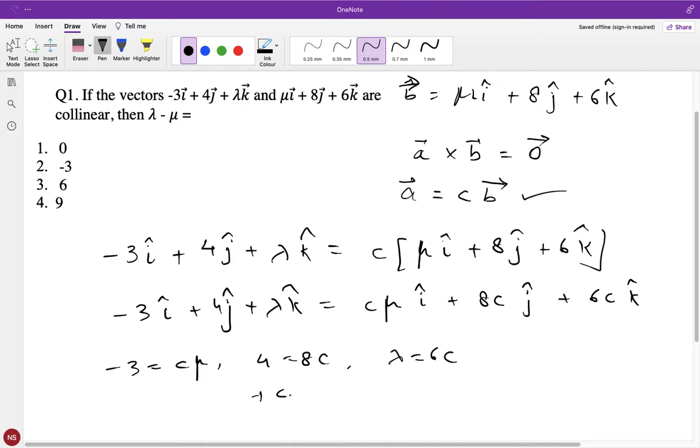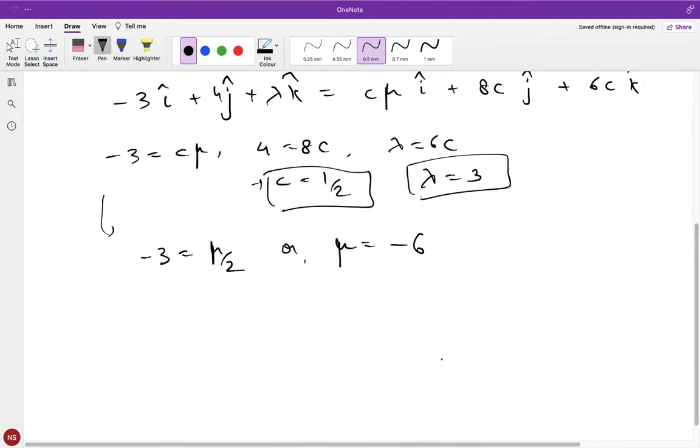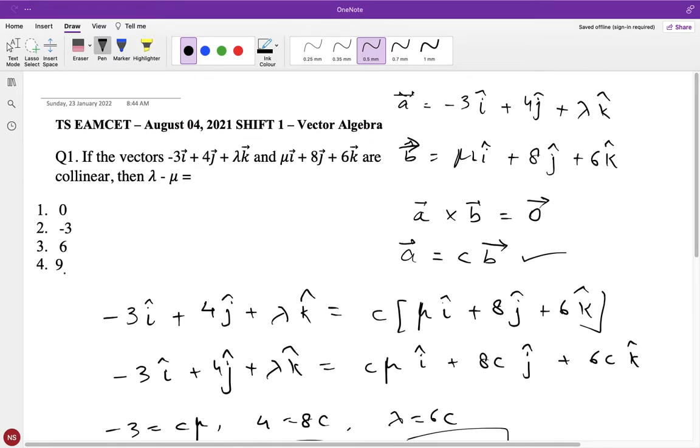From there you can see C is equal to half, right? C is equal to half. Then lambda is what? 6 into half is 3. And from here minus 3 is equal to mu by 2, or mu is equal to minus 6. What is the question asking? Lambda minus mu. Lambda minus mu is equal to 3 minus minus 6, which is 9. Very easy, right? So this is the correct option.